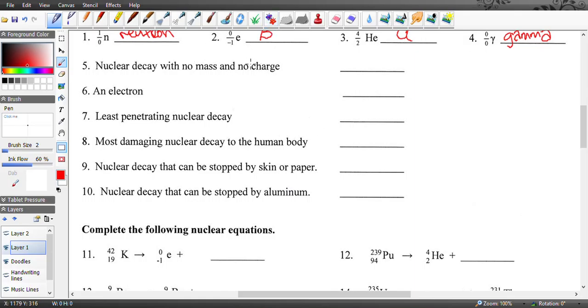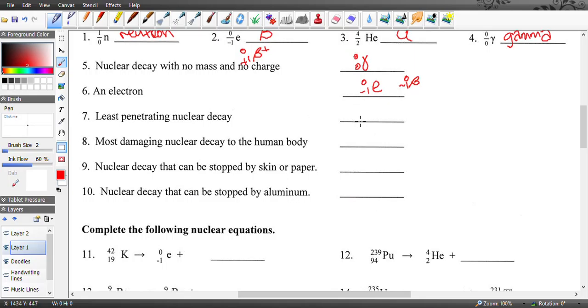Remember there's also the positron, which looks like this. Beta plus. You won't see this in this worksheet though. So, nuclear decay with no mass and charge, that is going to be gamma, right? Because it's 0, 0. An electron is 0, -1 e, right? That's the same thing as a beta particle. They're the same thing. This is interchangeable. You guys will most likely just write it like this, though.